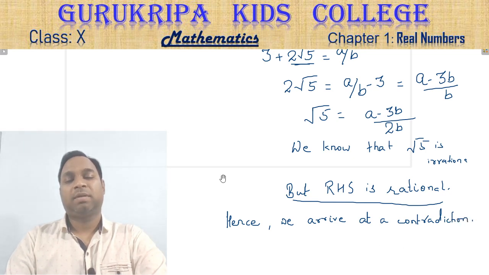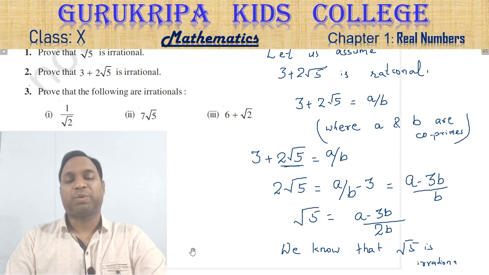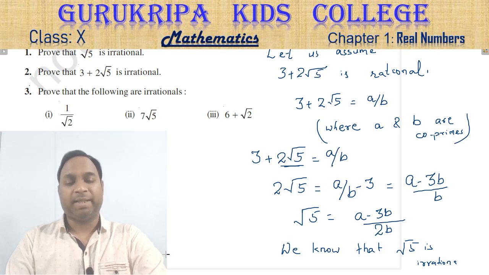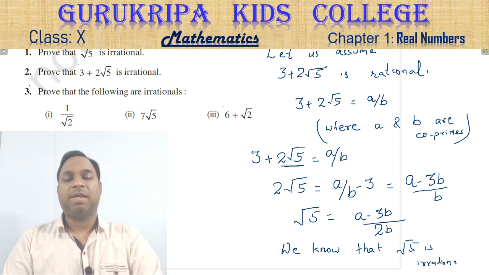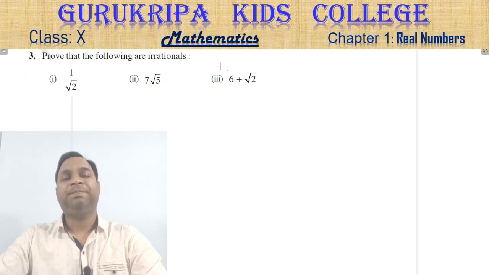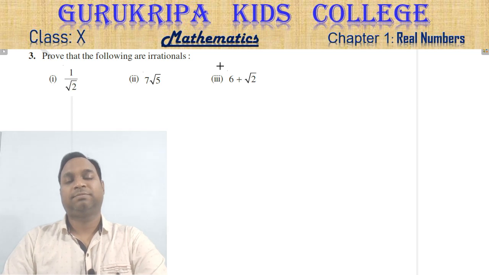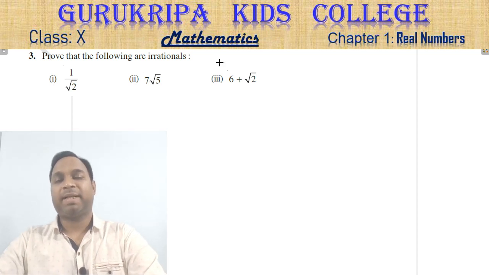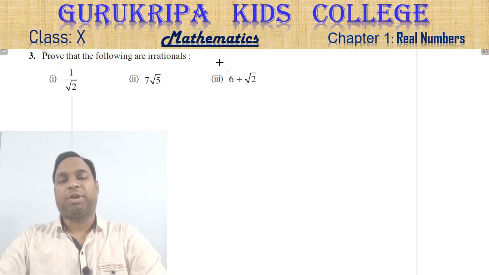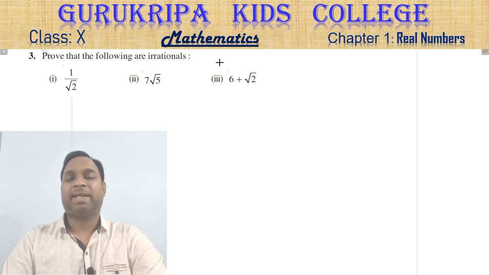Therefore, 3 plus 2 square root 5 is irrational. Is it okay? Okay. Let's see the third question. Prove that the following are irrationals. First is 1 upon square root 2. Again, this question I'll try to do it a little in short. You can write all the details.